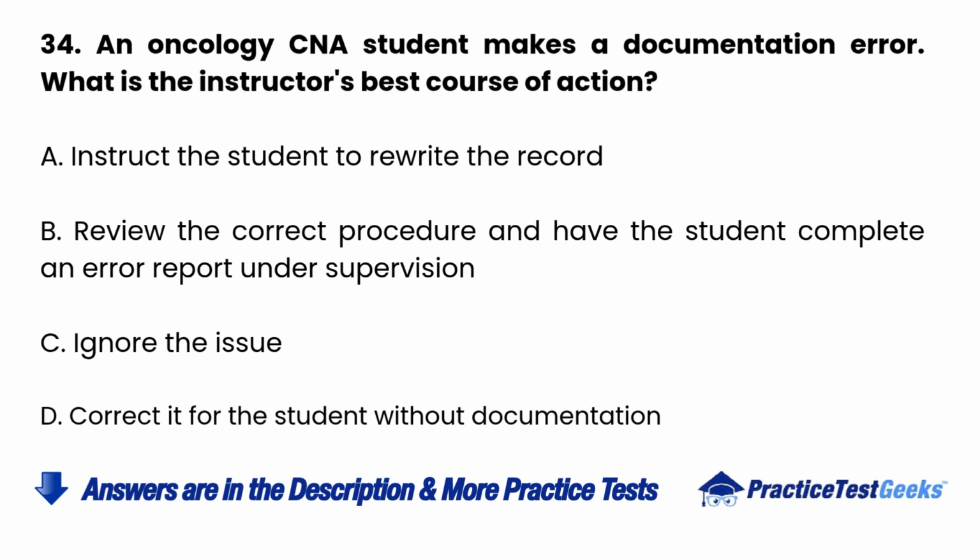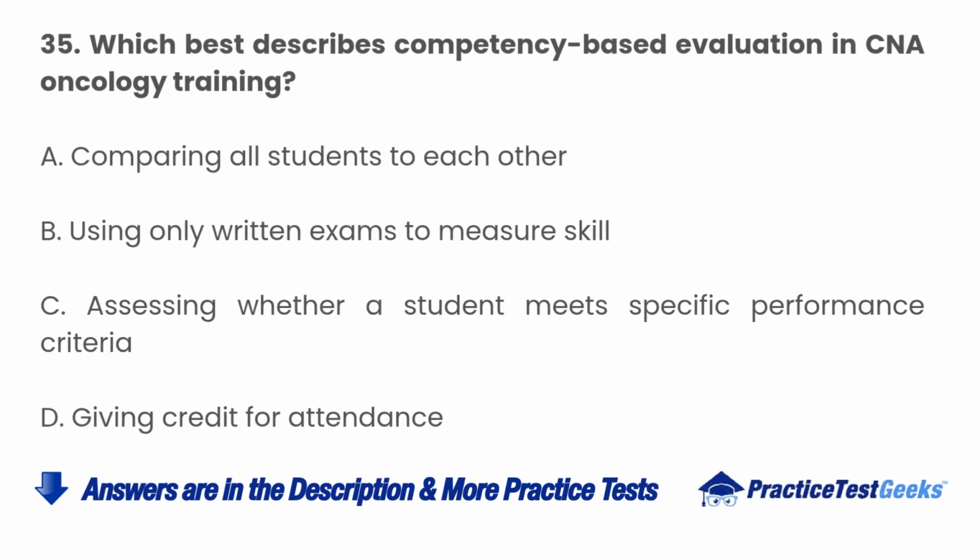34. An oncology CNA student makes a documentation error. What is the instructor's best course of action? A. Instruct the student to rewrite the record. B. Review the correct procedure and have the student complete an error report under supervision. C. Ignore the issue. D. Correct it for the student without documentation.